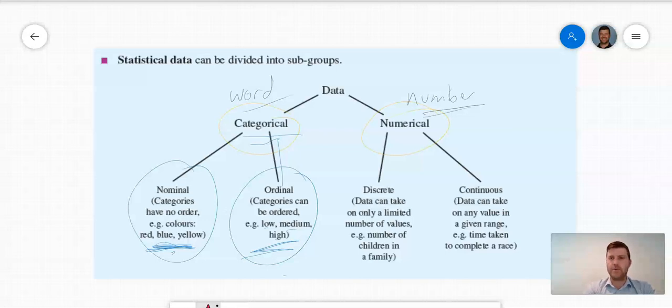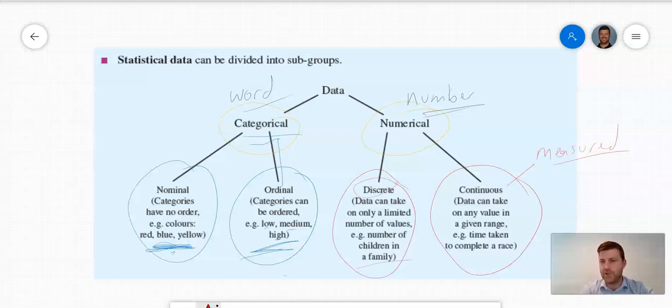The numerical data can be split up into either discrete or continuous data. Now, this can be a little bit more confusing. The way I try and think of it is, continuous is generally something that's measured. Okay, keep that in mind. Discrete data can only take a limited number of values. For example, the number of children in your family, or the number of cars you have at home, or the number of TVs you have, or what year level you're in at school.